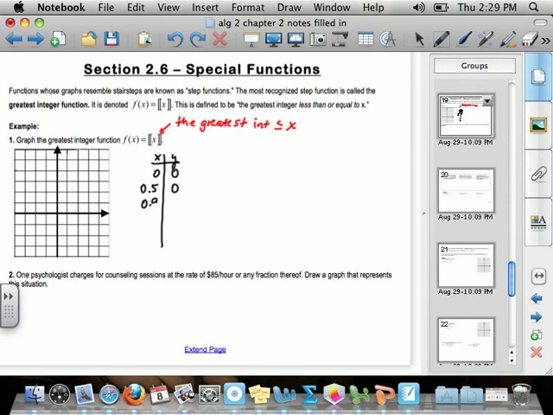All right, if I have 0.9, what is the greatest integer less than or equal to 0.9? 0. Even if I had 0.99, that would still round down to 0. So anything between 0 and 1 is going to be 0 for the y value. So it's just that horizontal line right there.